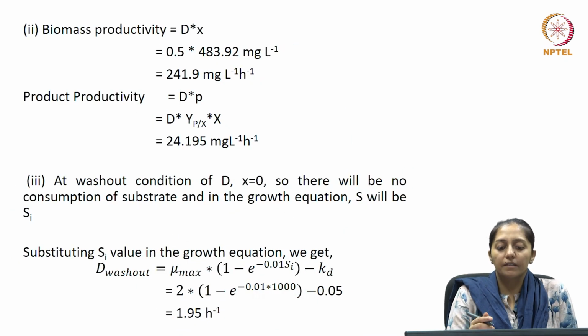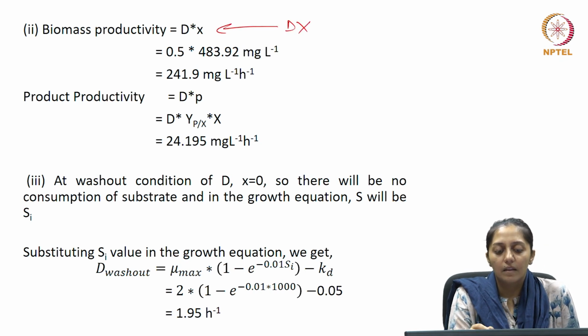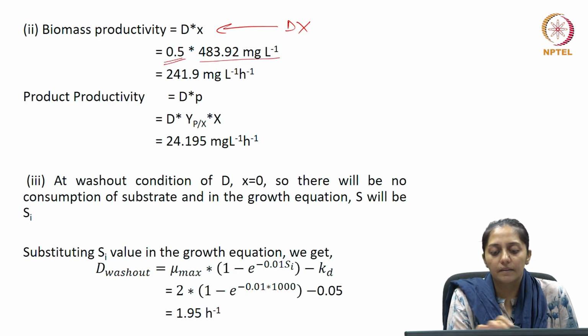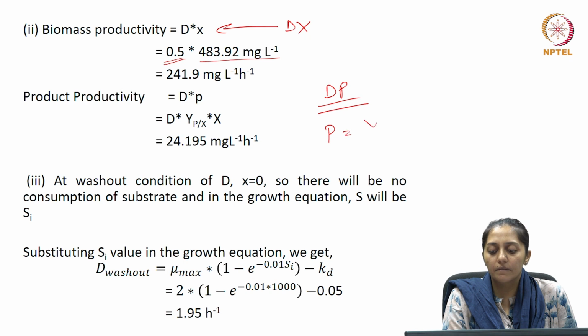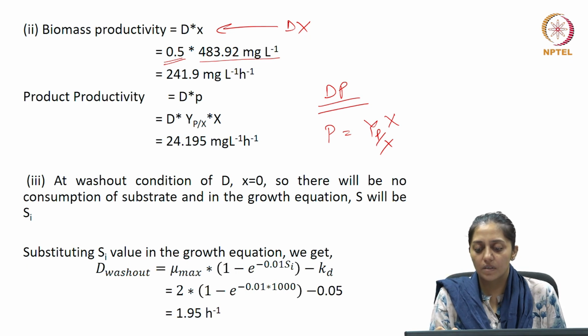So, then the biomass productivity in a CSTR can be given as D x. So, we know the dilution rate at steady state and the biomass at steady state. So, we can now calculate the biomass productivity. Now, in order to find the product productivity, it is D times the product formed. So, the amount of product formed given Yp/x will be Yp/x times x, assuming sterile feed.